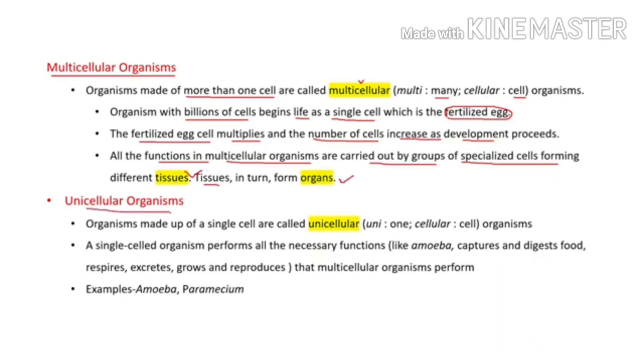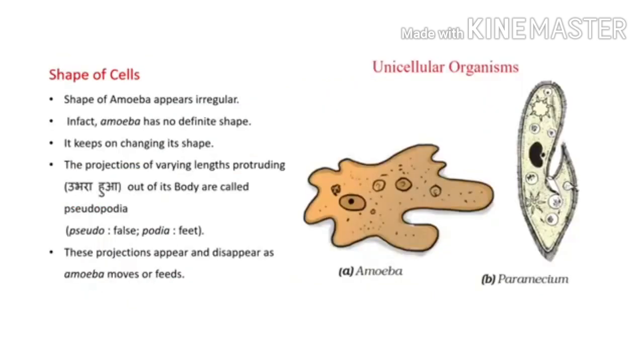When we talk about unicellular organisms, these are the organisms made up of a single cell only. Uni means one and cellular means cell. A single celled organism performs all the necessary functions that multicellular organisms perform. For example, amoeba, paramecium, etc. Amoeba captures and digests food, respires, excretes, grows and reproduces, despite being a unicellular organism.